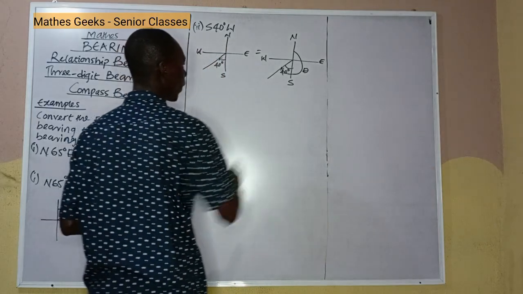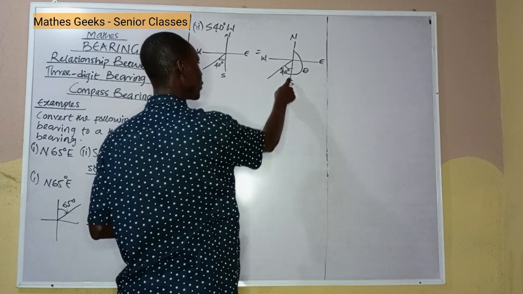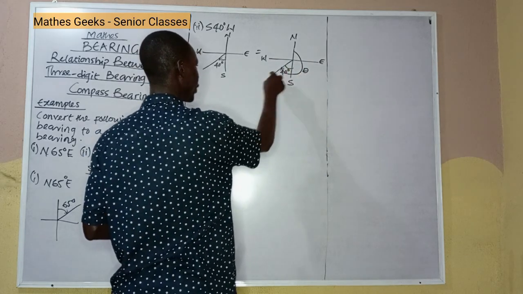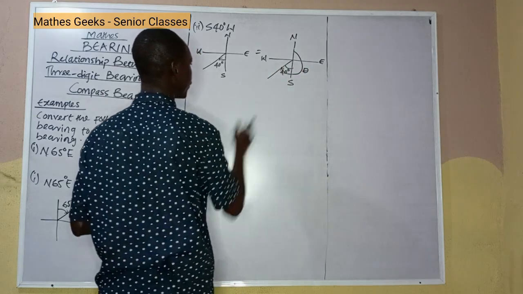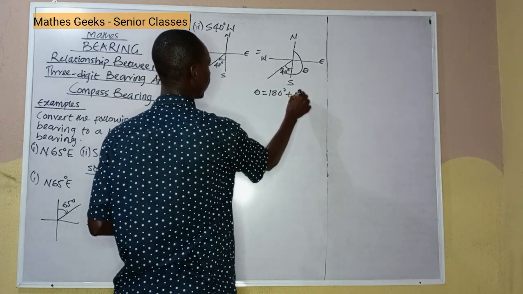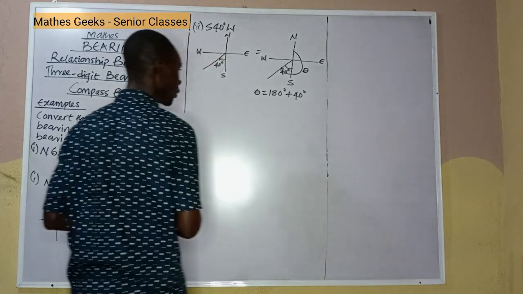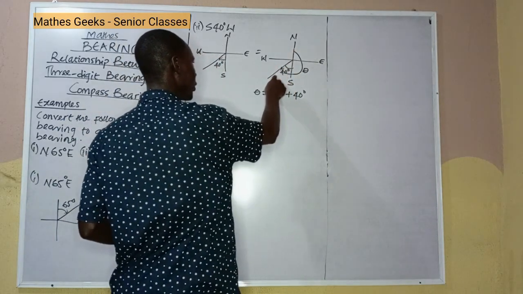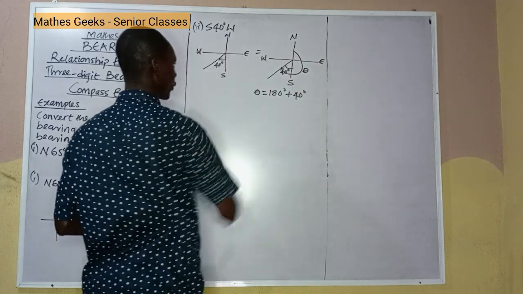What you see is that from the north to the south is 180, and from the south to this line is 40 degrees. So theta is equal to 180 degrees plus 40 degrees. I want to assume that you understand what I just did. From the north to this line is the whole of from the north to the south plus the south to this place, because that's what it entails.